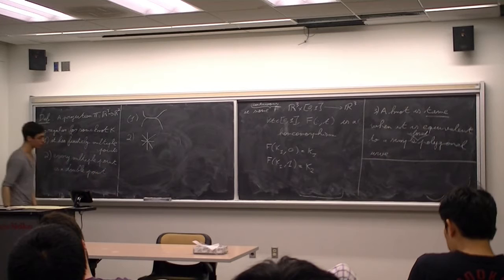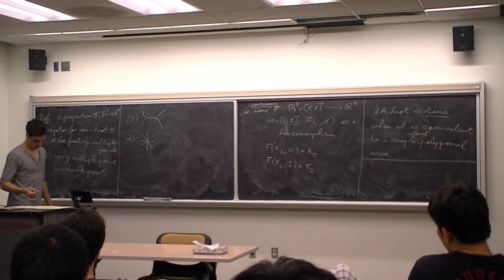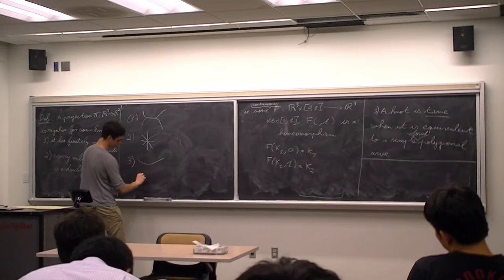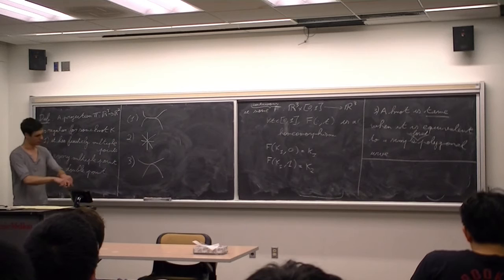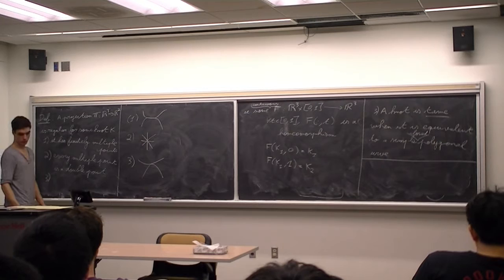It's a double point, and then what else do I have to worry about? I have to worry about this. That I don't have a string going like this, and then another one doing this. Or every time they intersect, I want the intersection to be transversal. All intersections are transversal.